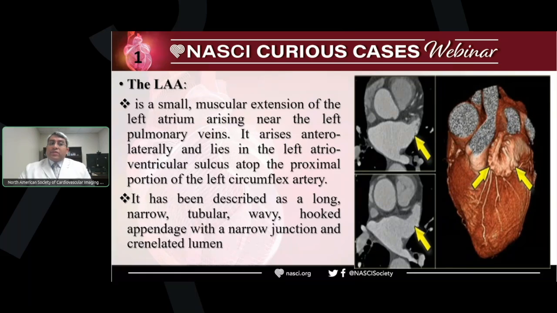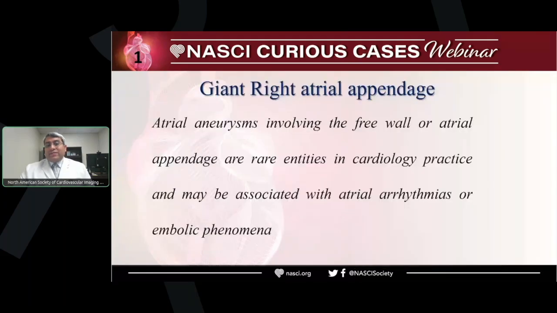Giant right atrial appendage and atrial aneurysms involving the free wall or atrial appendage are rare entities in cardiology practice and may be associated with embolic phenomena. As you can imagine, it may have a slow flow and thrombi formation.